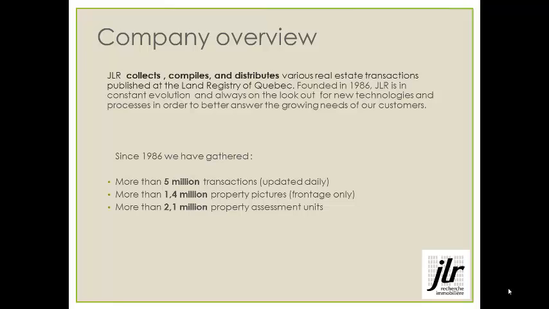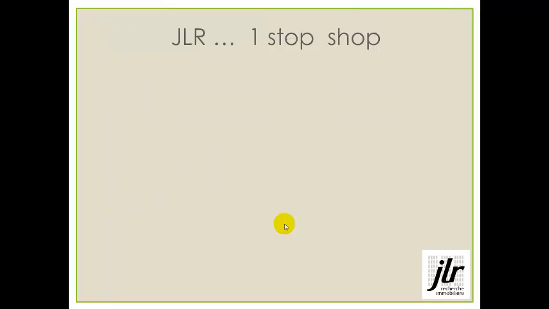But before we start, let's have a quick peek at the company's profile. JLR has been collecting, compiling, and distributing the various real estate transactions published at the Land Registry Office since 1986. Since then, we've collected over 5 million transactions, and these are updated daily. We've also taken 1.4 million property pictures, frontage only, and we have over 2.1 million property assessments in our database. So JLR becomes your one-stop shop because you can estimate property value, and this covers the entire province.